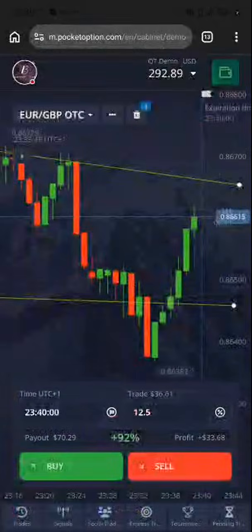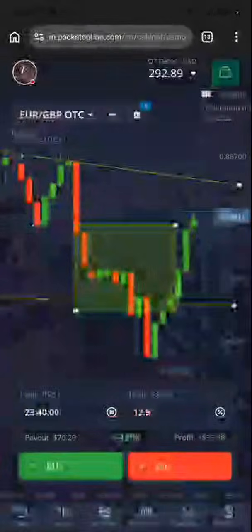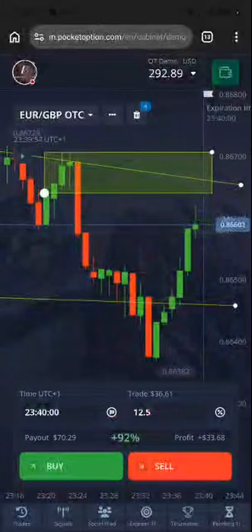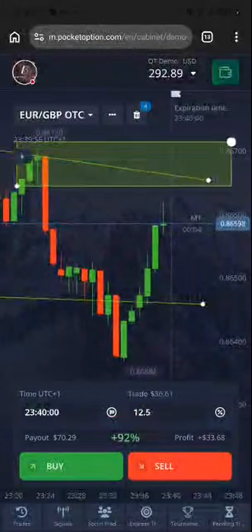What I trade is binary options trading. So the platform is called Pocket Option, and the registration link is in the description.